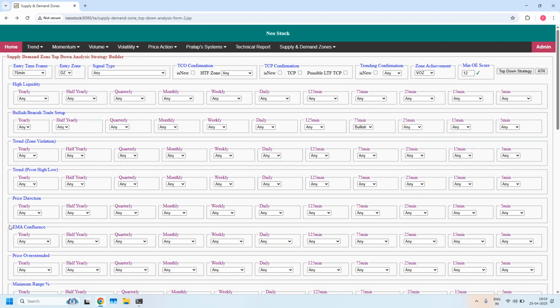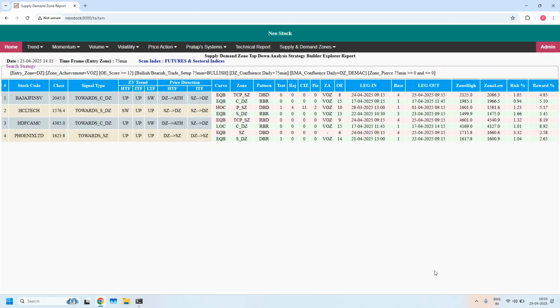Going back to the EMA confluence parameter at daily time frame, because the 75 minutes demand zone overlapped with daily demand zone, we are checking whether the daily demand zone is having daily EMA confluence. Anyway, daily trend is uptrend in all the stocks because it is a bullish trade setup. We got 4 stocks. So these 4 75 minutes demand zones might be having an even higher probability of success. Maybe that is the reason I see the 4th one is already tested and price is moving towards the supply zone.